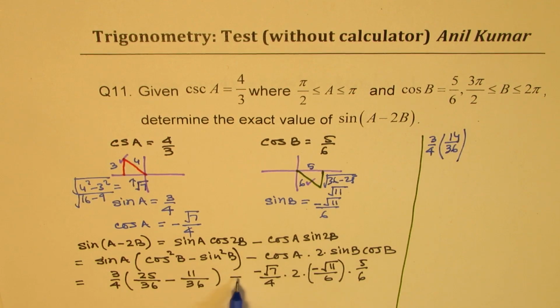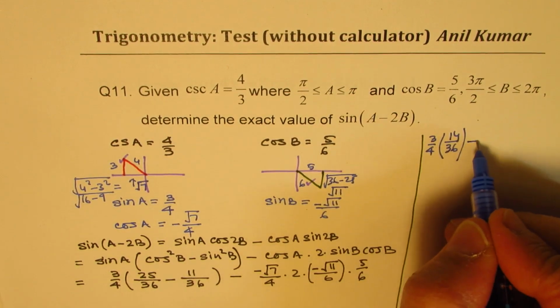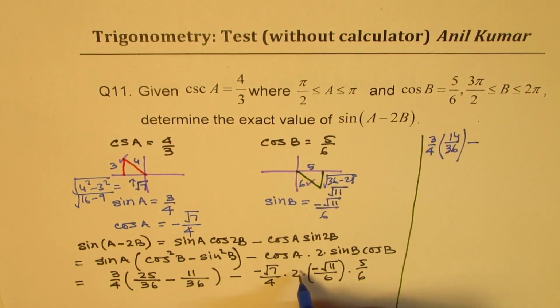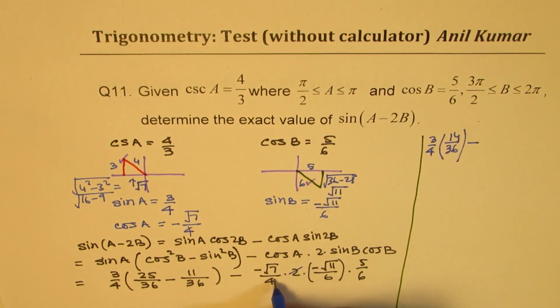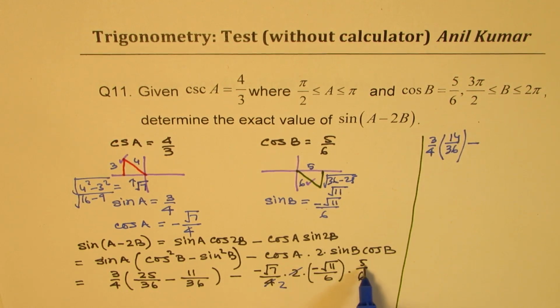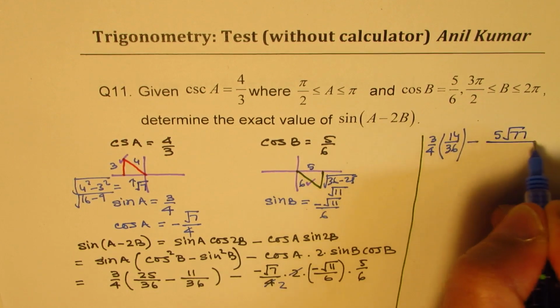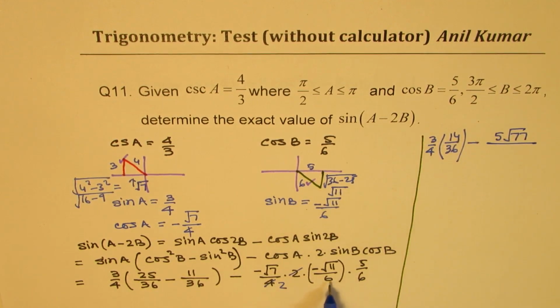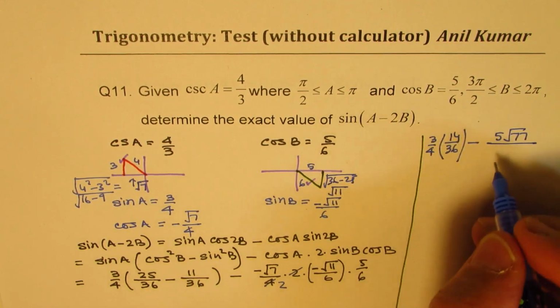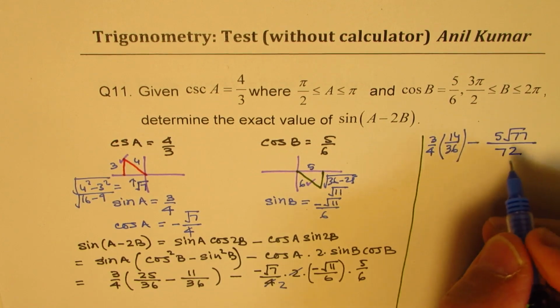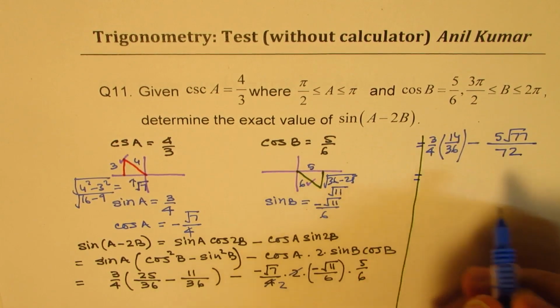Okay. There are 3 negatives, so it remains negative. This could be simplified. We could divide this by 2, right? So 7 times 11 is 77, and then we have 5. So we have 5 square root of 77 over 6 times 6, 36 times 2, 72. 72. Correct? So this is what we get.